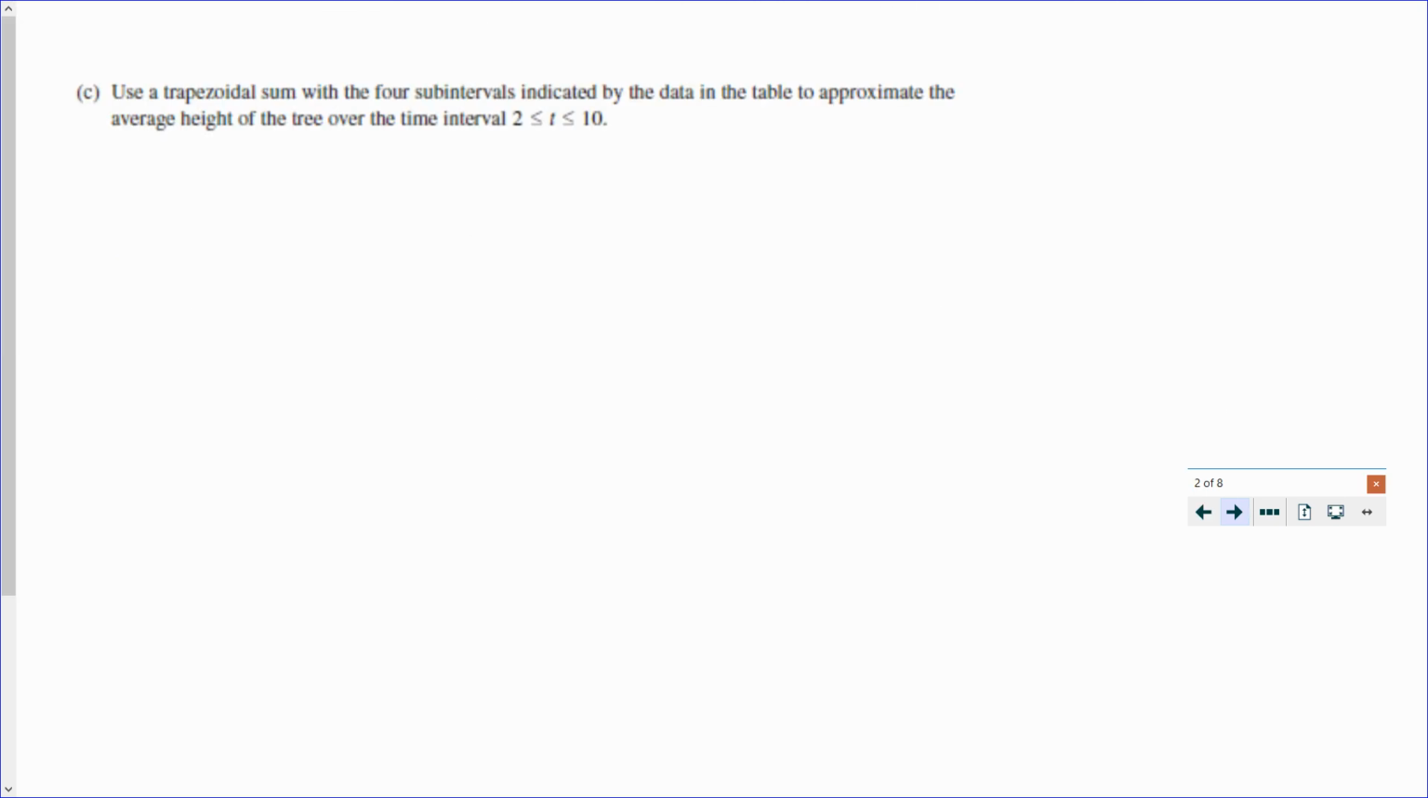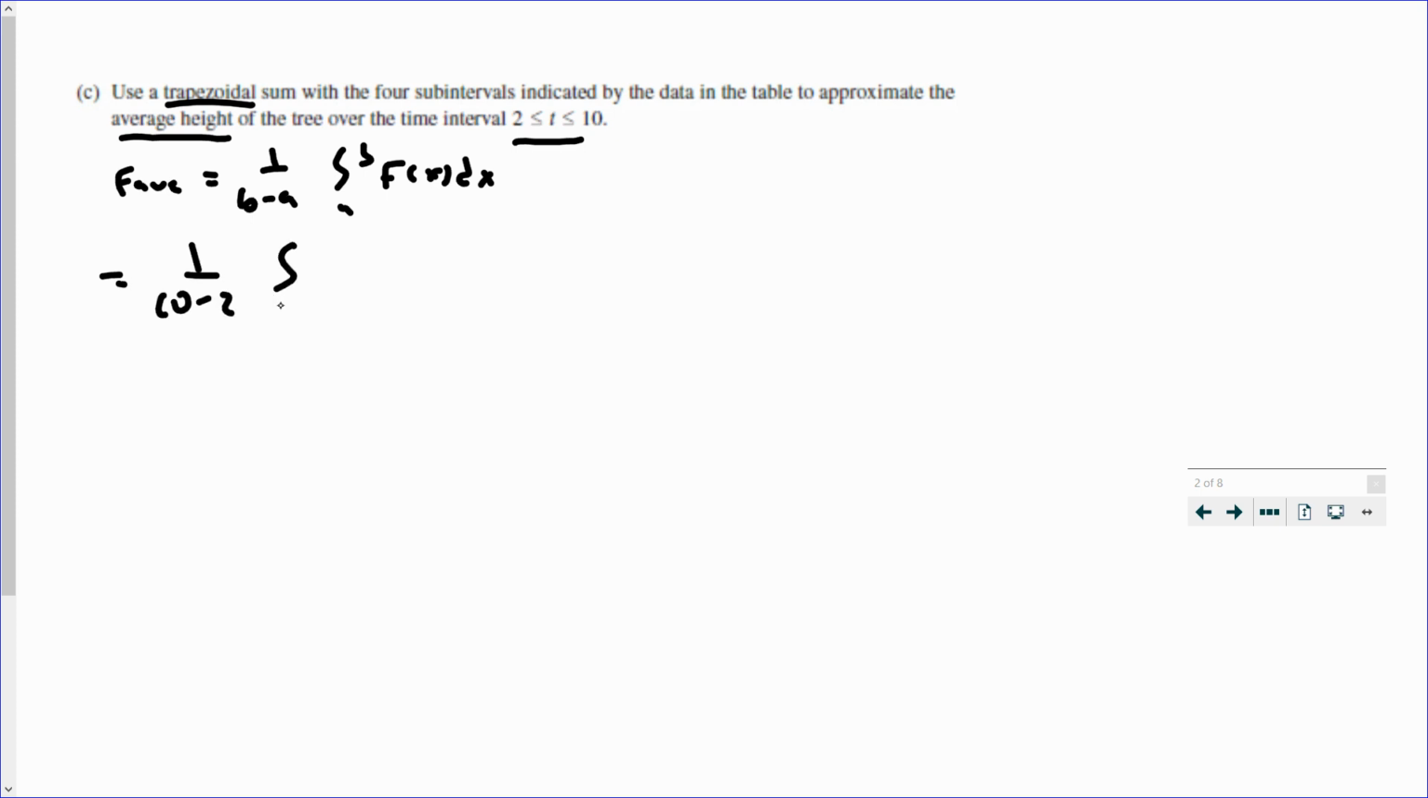All right, part C, there it is, our trapezoidal sum. It's like our Riemann, but it's a trap. Okay. So with 4 subintervals indicated by the data, approximate the average height. Oh no, what's average height? For the time interval between 2 and 10 years. Well, what is our average value? 1 over b minus a, the integral from a to b of f of x dx. For us, it's going to be 1 over 10 minus 2, the integral from 2 to 10 of h of t dt.